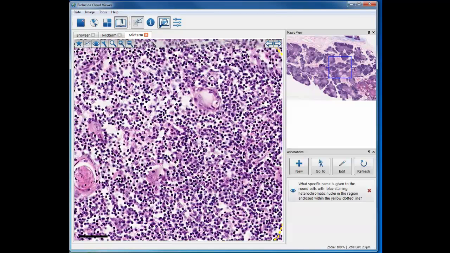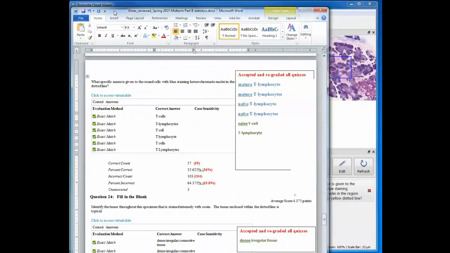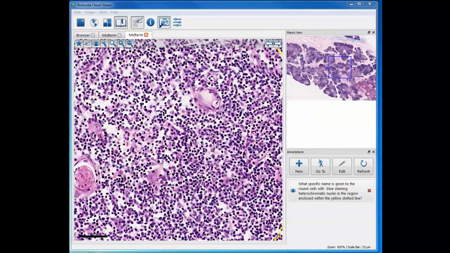So we initially said any variation of T cells, T lymphocytes, T cell, whatever, singular, plural. And then after looking through all of the answers, we accepted mature T lymphocyte, singular, plural, naive T lymphocyte, singular, plural, naive T cell, and T lymphocyte. But even so, we only increased percent correct from 35.6 to 36%. So you might wonder, what are all the incorrect answers that were put in?